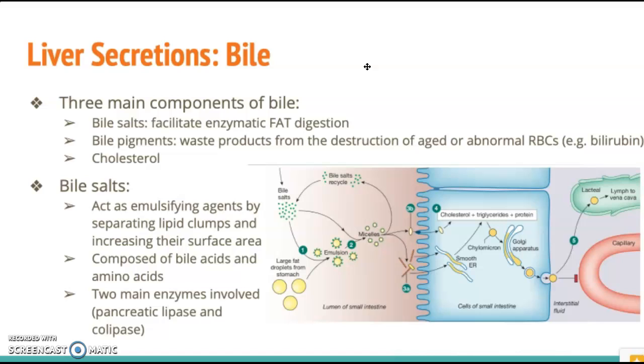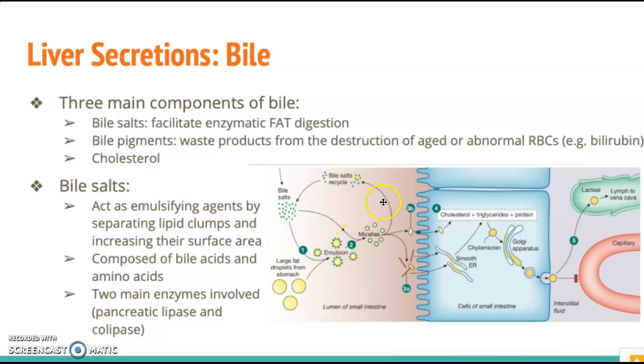Bile salts are what we're going to be most focused on here because they act as emulsifying agents by separating lipid clumps and increasing their surface area. In this little diagram over here, we can see that bile salts enter, and then these coat the large droplets that come from the stomach, and then they create what's called an emulsion. This is very important because it makes these lipid clumps water soluble. And eventually they get broken down into smaller clumps called micelles.